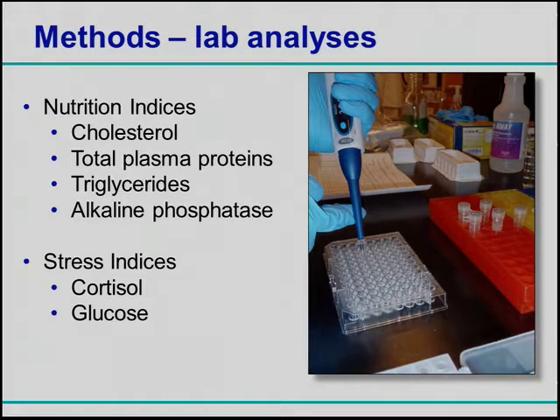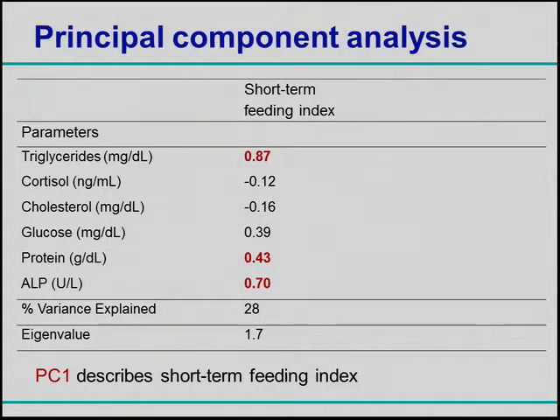So we measured cortisol, which is a stress hormone that's increased in stressful times. It could be from lack of feeding, it could be from poor habitat. These kinds of things could relate to high stress. And then glucose is another stress index that we measured from the fish. We had this mess of response variables, and so to analyze them, we used principal components analysis.